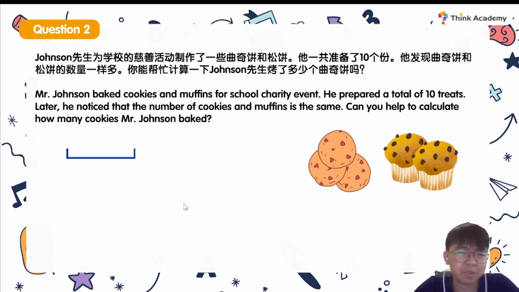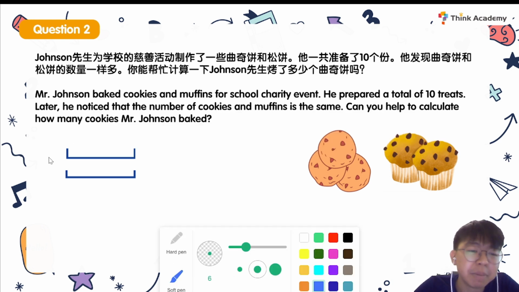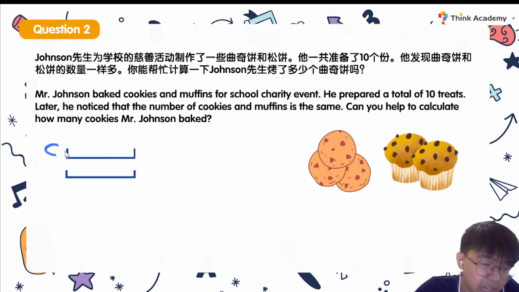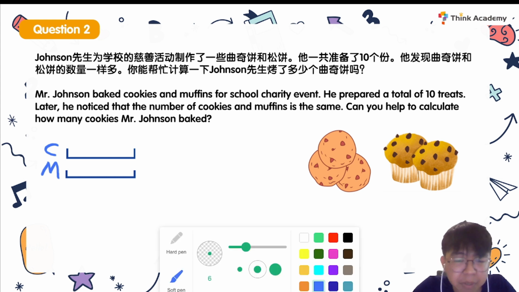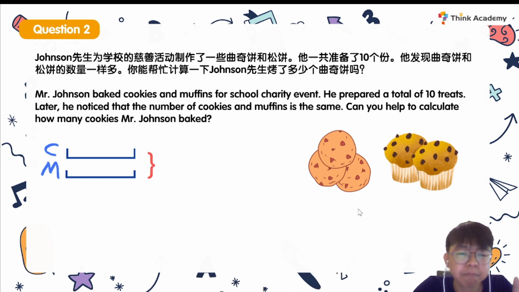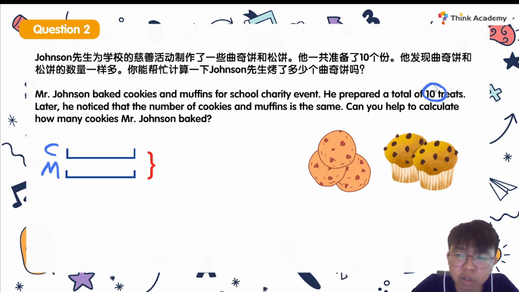So now, here we represent the number of cookies and the number of muffins in a straight line. Can we do that? Yes. And also remember to label them. So, for example, this one I label as the cookies, and this one is the muffins. After that, we need to label one more thing here. It's very important, okay? The total number, which is 10.